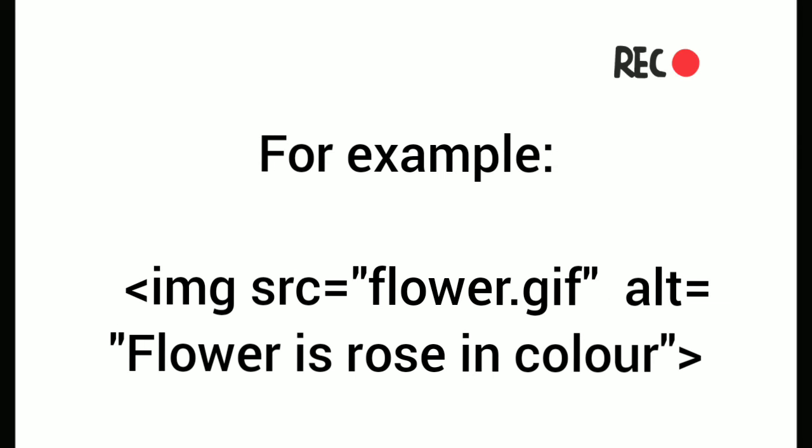For example, image src is equal to the GIF you are going to use, and the alt is: the flower is rose in color. The output will be the rose-colored flower. So you are describing the link of the image. For example, the output will be the rose, like this. It's a rose and rose in color. So the alt attribute says that there is a rose in the content of the URL.